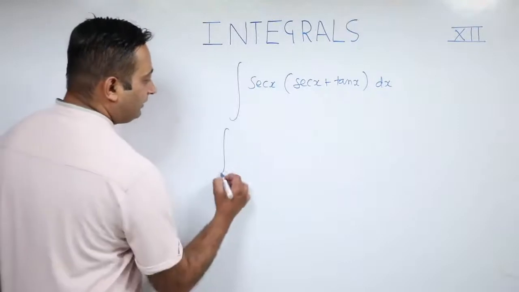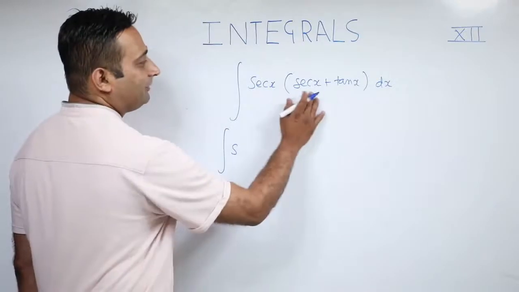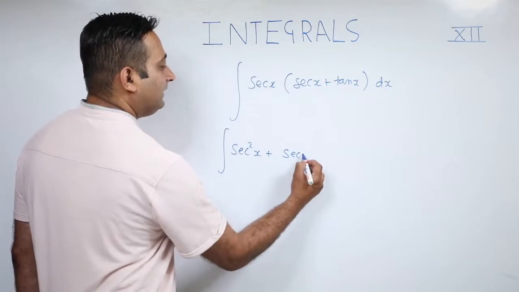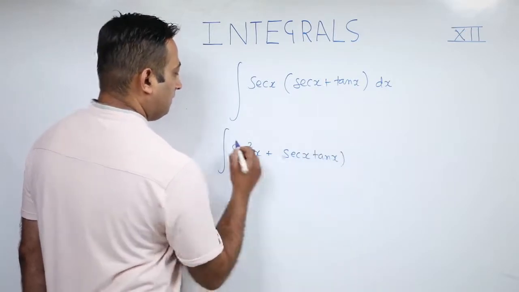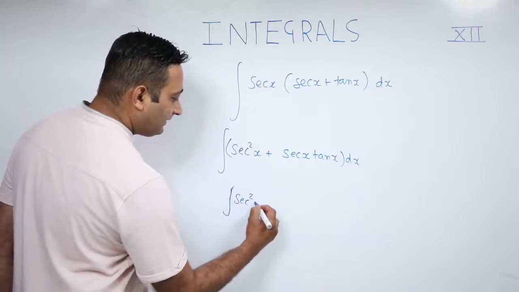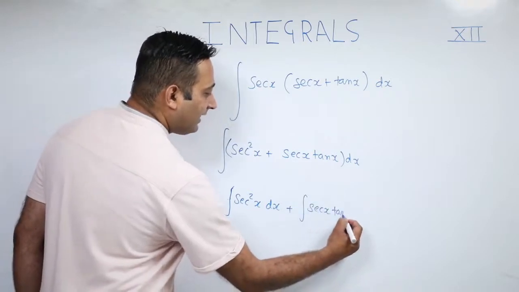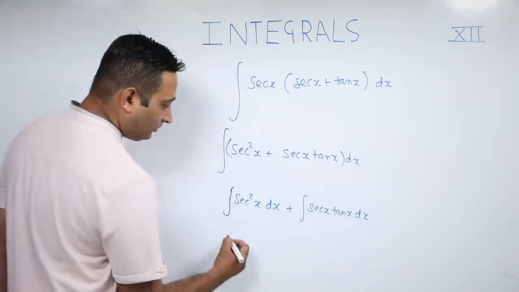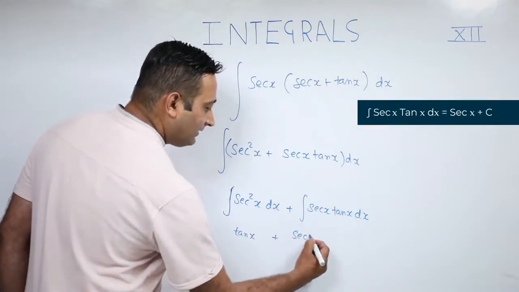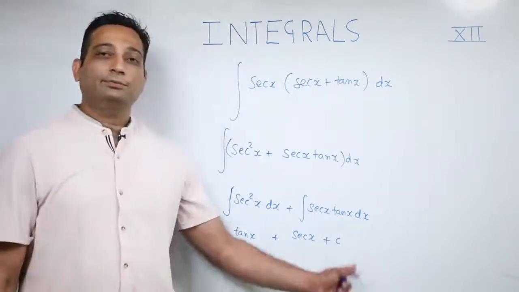Now we have the function that is secant x into secant x plus tan x. First of all, we multiply secant x with both the functions. Then we can get secant square x plus secant x tan x. Now, first of all, we will separate these two functions. We can get secant square x dx as the first integral and secant x tan x as the second integral. Now, secant square x integral is tan x and secant x tan x integral is secant x. Now, this is the final answer, that is tan x plus secant x plus c.